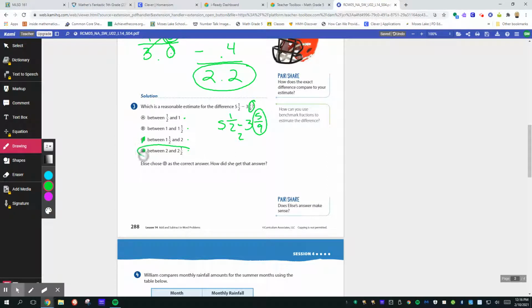So they chose D, and the reason is because this 5/9 is greater than a half, but we brought it down to a half. So our estimate's actually going to be a little bit under. And so they thought it was a little bit over.